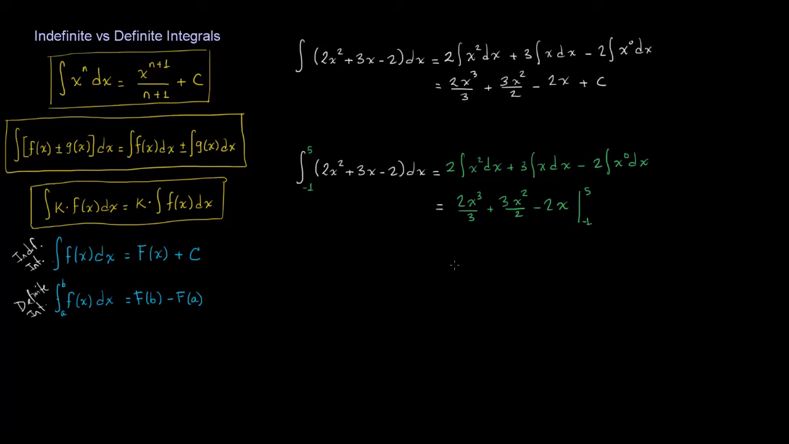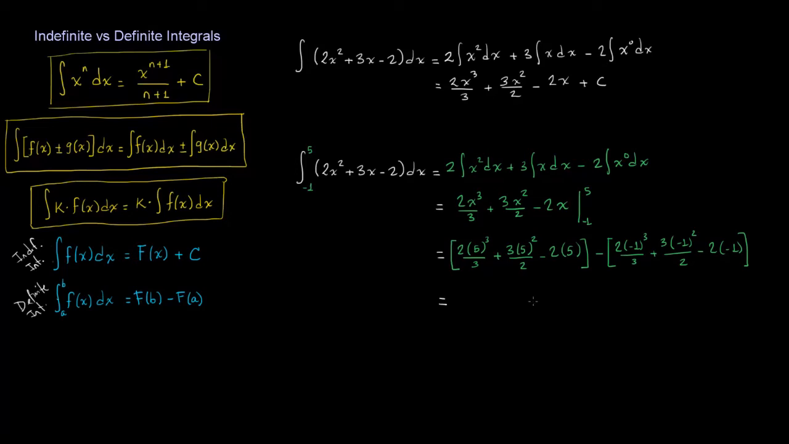So let's get to this. It will be equal to, let's see, I'm going to use brackets to keep more order so you see clearly what I'm doing. 2 times 5 to the third over 3, plus 3 times 5 squared over 2, minus 2 times 5, and here minus the evaluation with the other number: 2 times -1 to the third over 3, plus 3 times -1 squared over 2, minus 2 times -1. There it is. Now we will have to simplify this out.